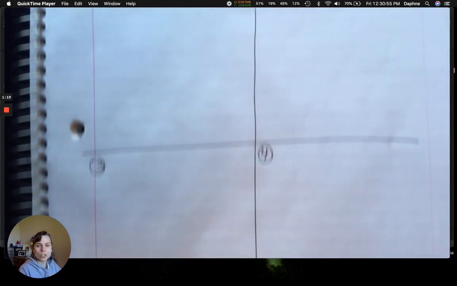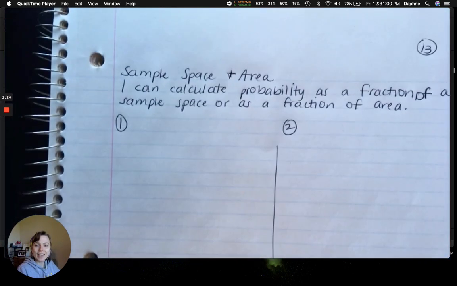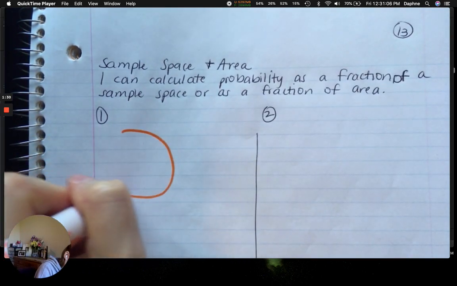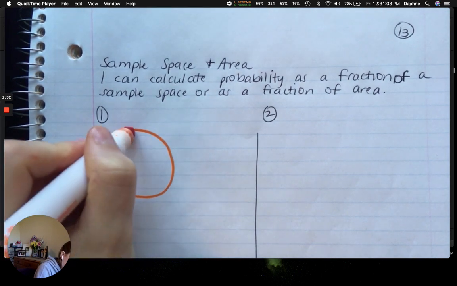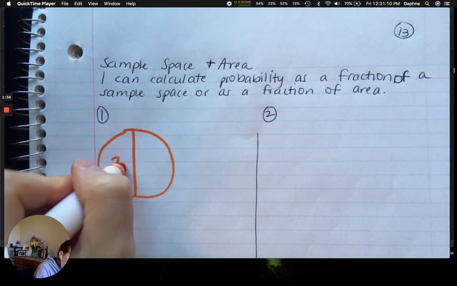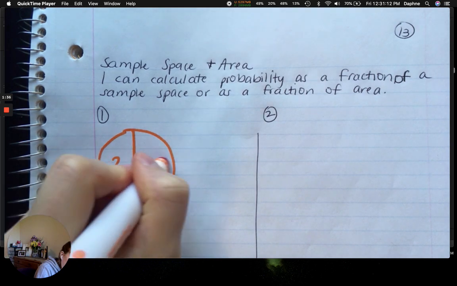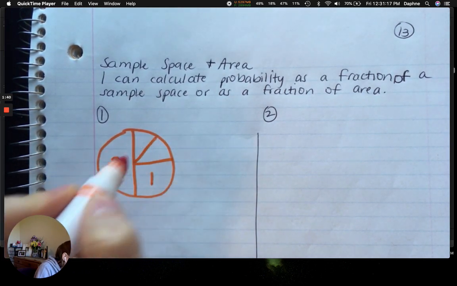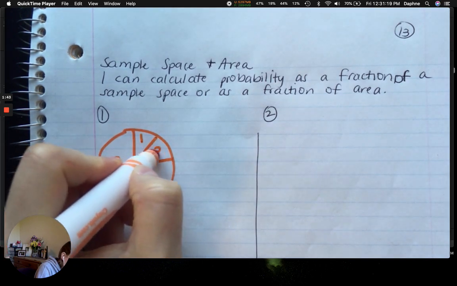And then we're just splitting the whole page into fourths. We have 4 examples, and that's it. So pretty quick. All right, so for the first one, draw a circle. We're going to divide it in half and label this side 2. Divide this in half, label this side 1. Divide this in half and label this a 1 and a 3.